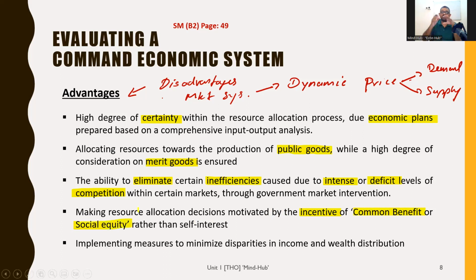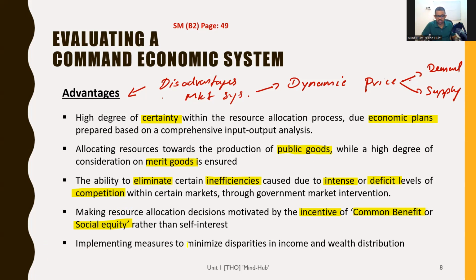Now, that's why, because the private sector was so focused on profits, they didn't want to produce public goods. They didn't want to produce merit goods too much. They were focused on demerit goods. They were overproducing to earn more profits. Get it? They were trying to create monopolies and exploit the consumer. All these problems were there because the incentive is profit, self-interest. But now, when the incentive is common benefit and social equity, automatically the general public, the consumers are protected. Okay? Everyone is in an equal situation, as much as possible in a command economic system.